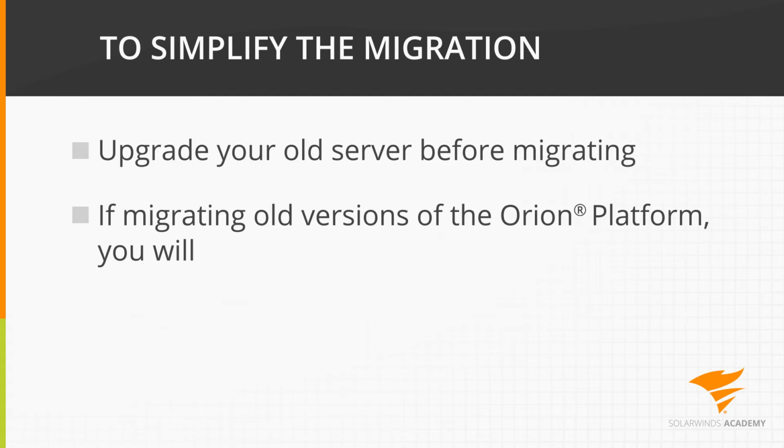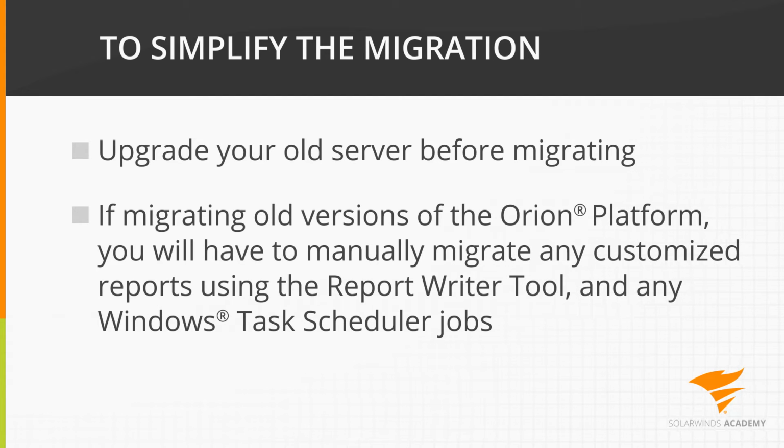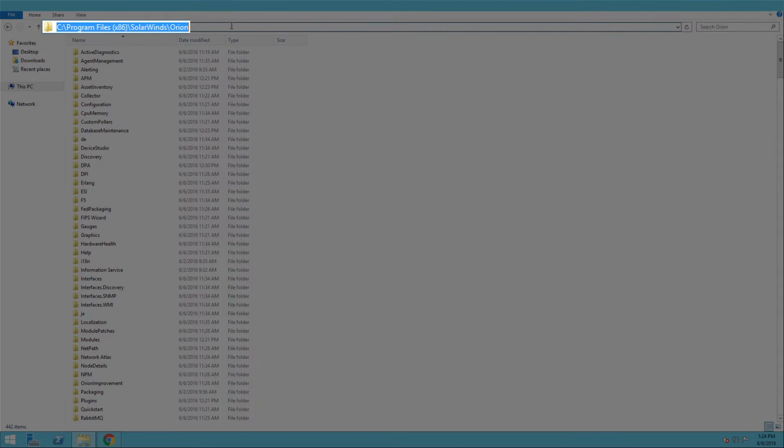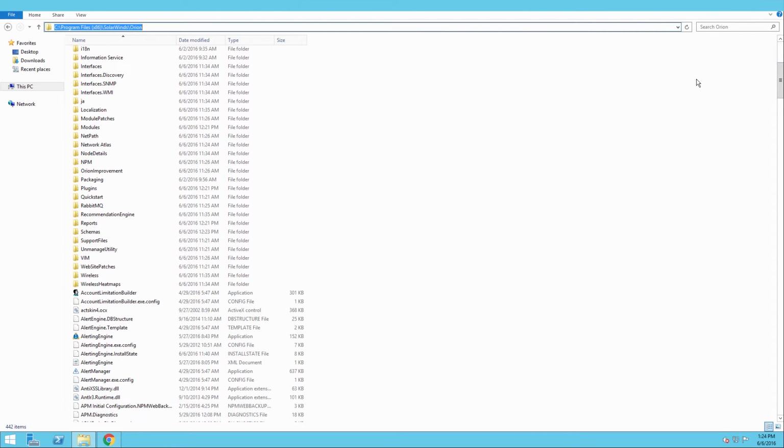Otherwise, if migrating old versions of the Orion Platform, you will have to manually migrate any customized reports using the Report Writer tool and any Windows Task Scheduler jobs to the new server. To do this, open Program Files, SolarWinds, Orion. Make a backup of the Reports folder and any folder structure beneath this.